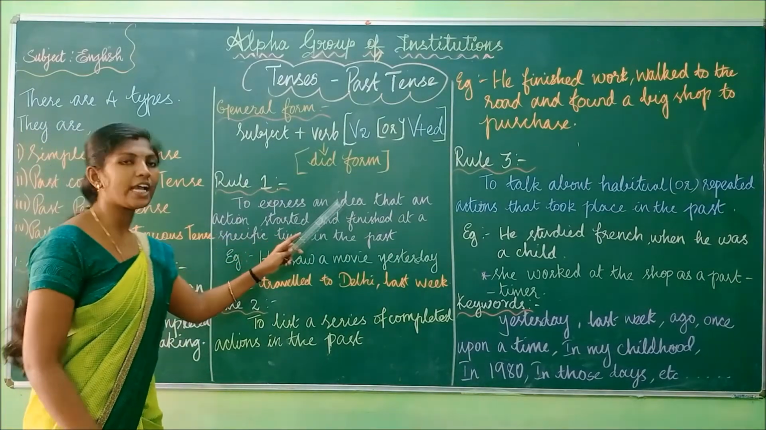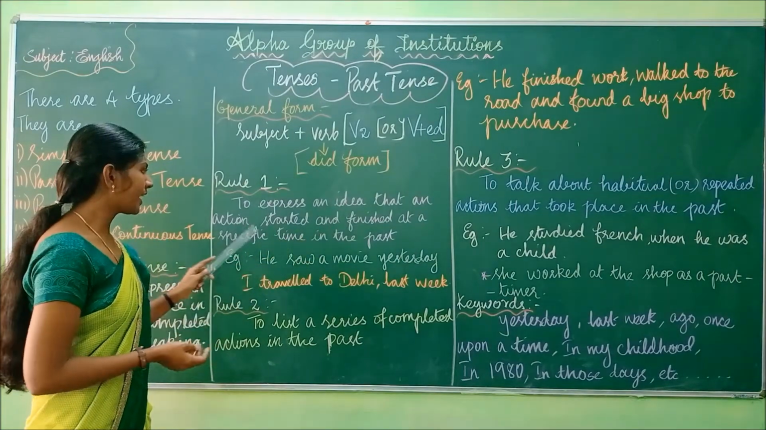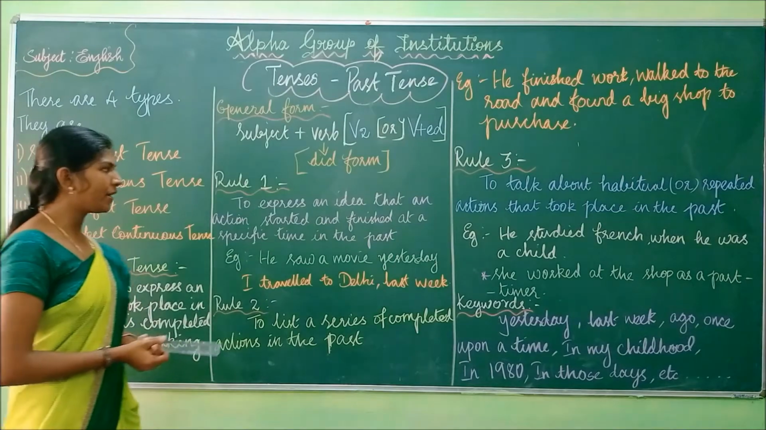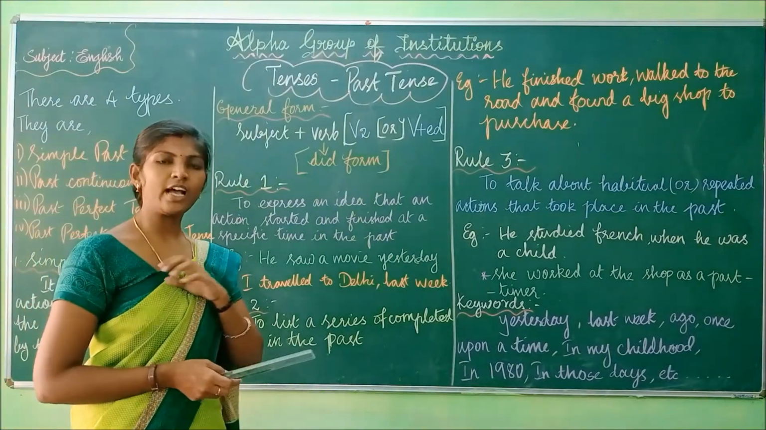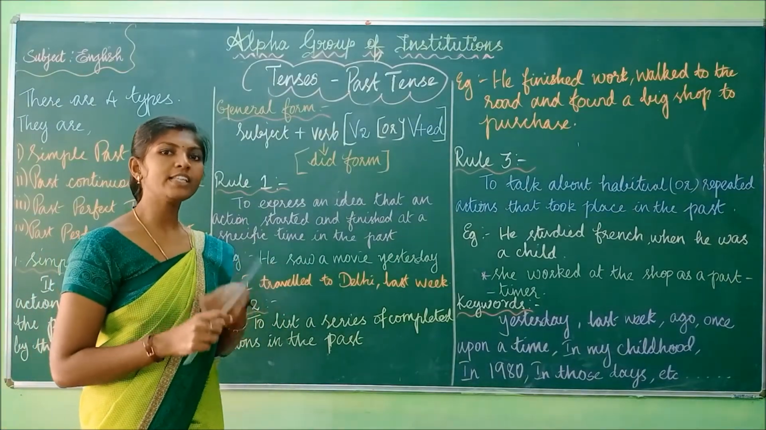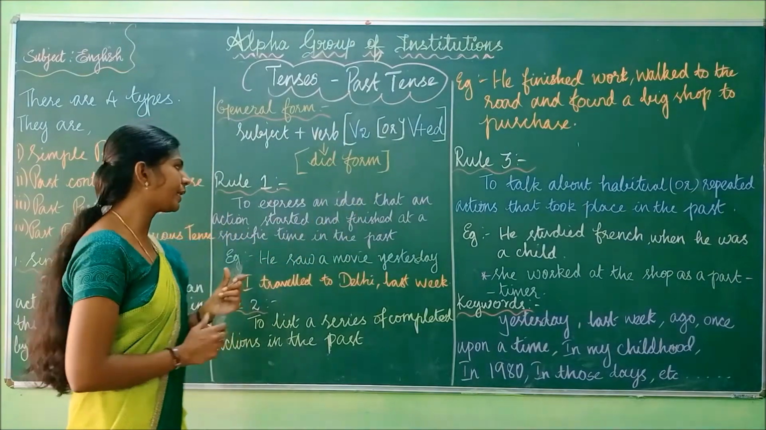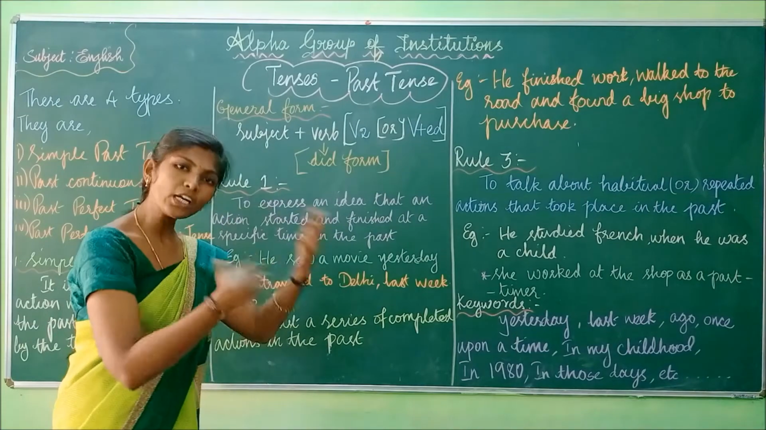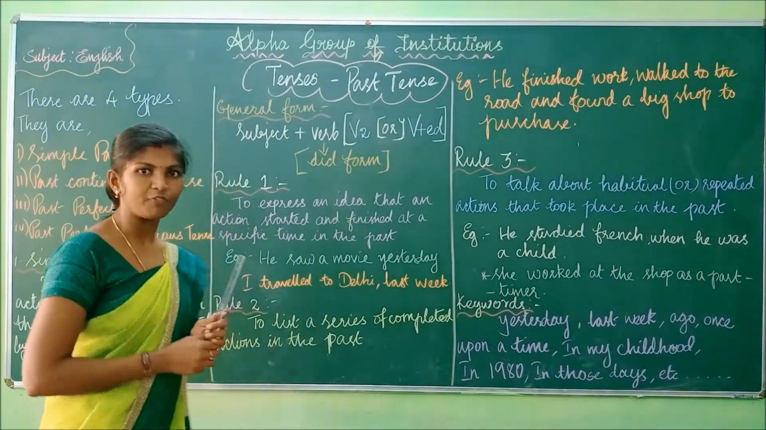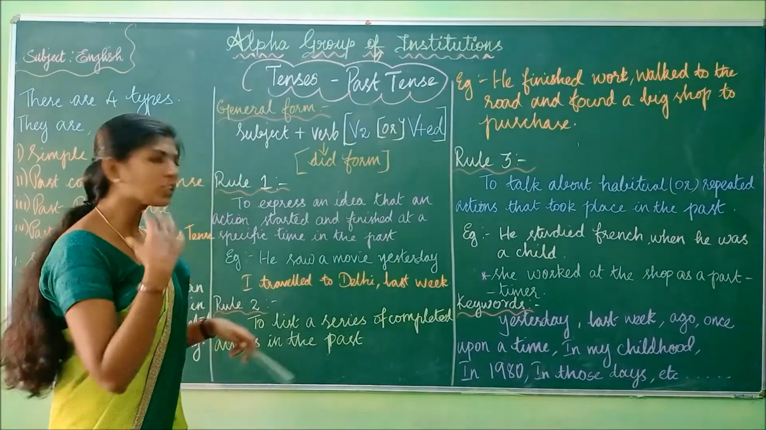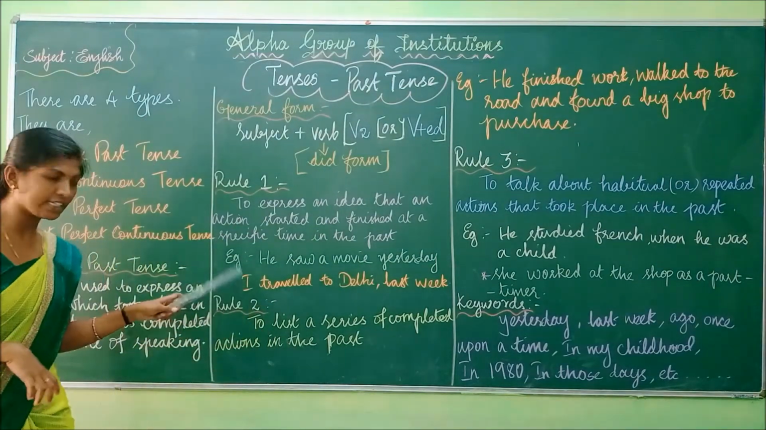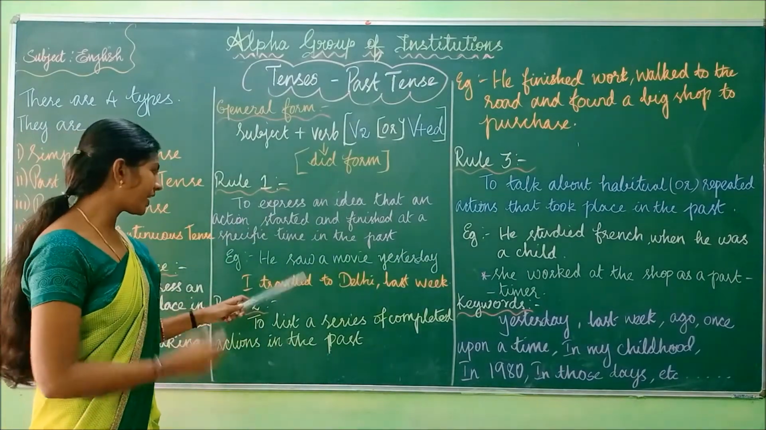To express an idea that an action started and finished at a specific time in the past. So, we have to express the idea that something had happened in the past. At a specific time it happened and got over by the time itself. It's not dragging, so it's over by the specific time itself. If you see the examples, you can have a better understanding.